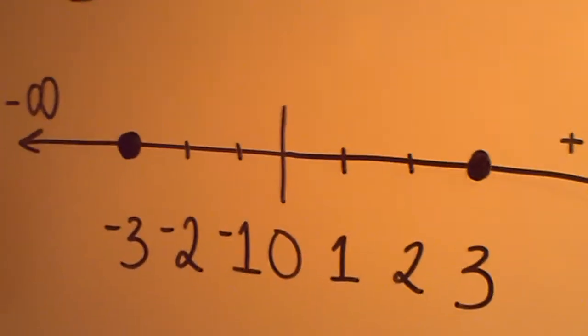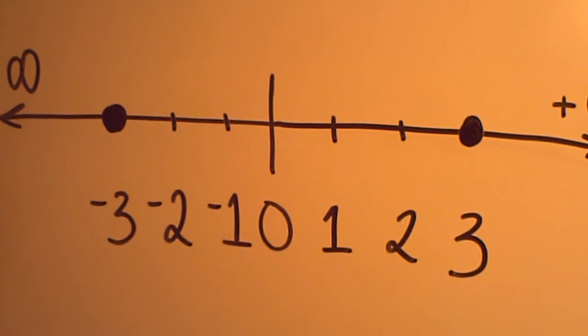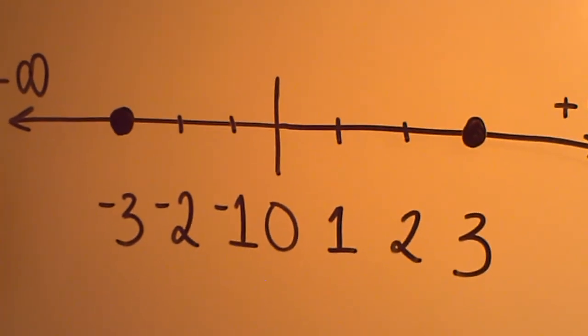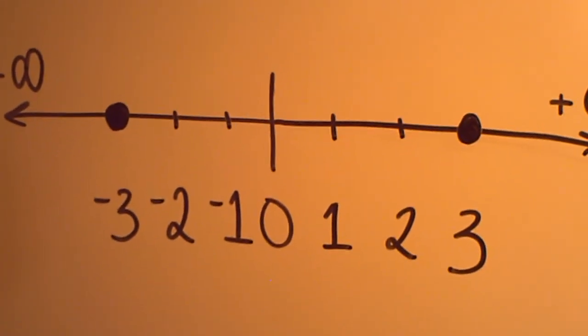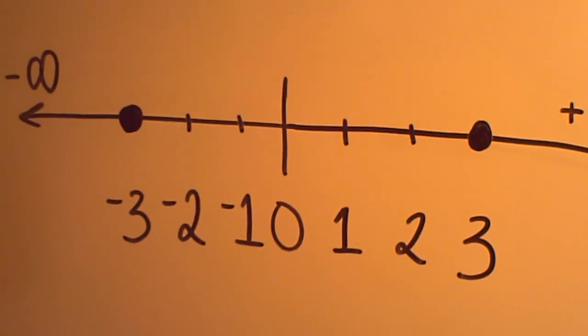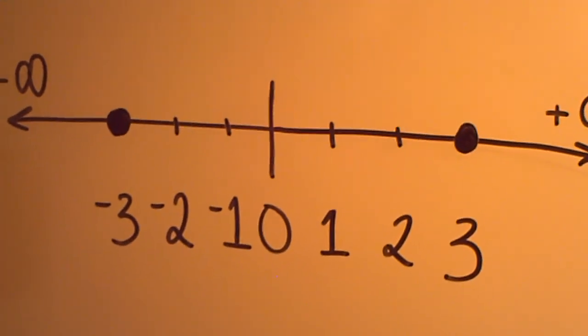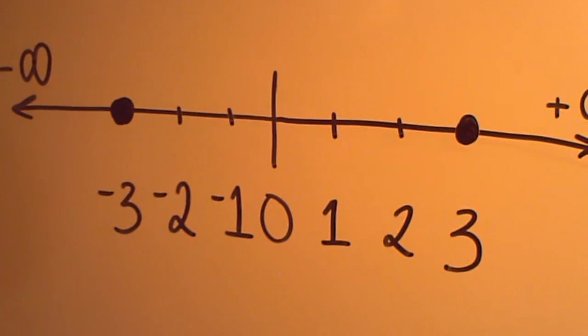Okay, and I'm going to go back to my number line from earlier just to show you that I have highlighted the number 3 and the number negative 3 on the number line, and you can see that both numbers are 3 units from 0 on the number line.